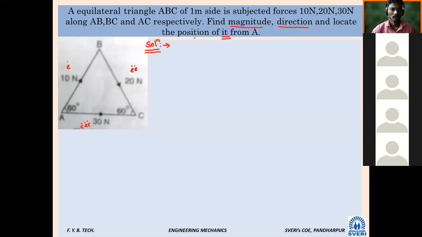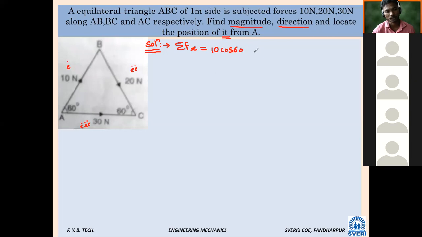So here I will write directly now. You should be able to tell. Directly I will write summation Fx. Force number 1, 10 Newton: what is its X component? F cos theta. What is the value of F? 10 Newton. So 10 into cos 60.